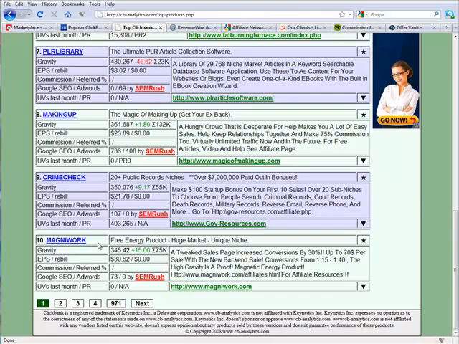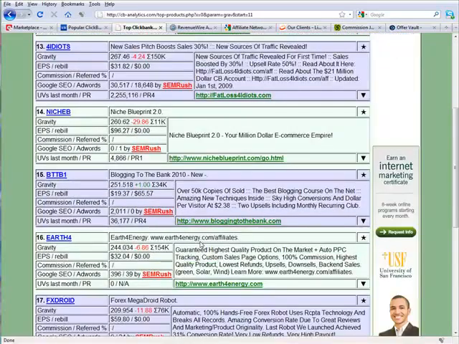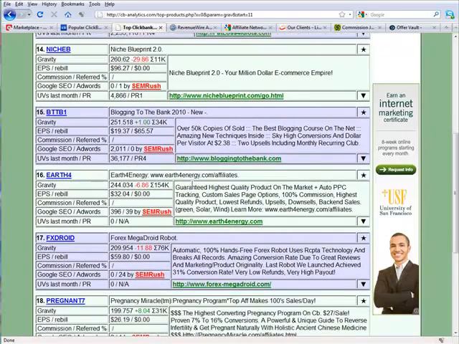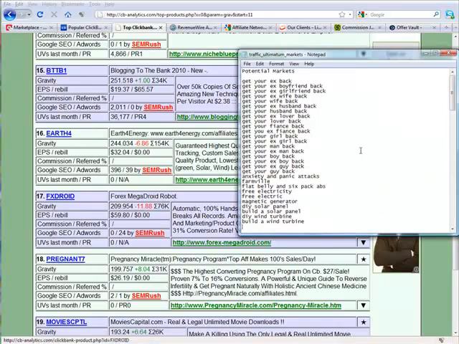Okay, so there's that free energy product again with the magnets from MagnaWork. Just go through the list. You can go to the next page here and see the other offers. There's FAP Turbo, which is a Forex robot. There's the Fat Loss for Idiots website. Niche Blueprint 2.0, blogging to the bank. There's Earth for Energy. There's another Forex robot. Okay, that's something interesting.